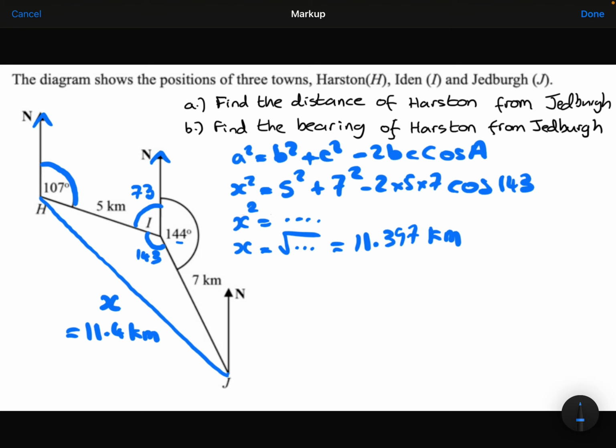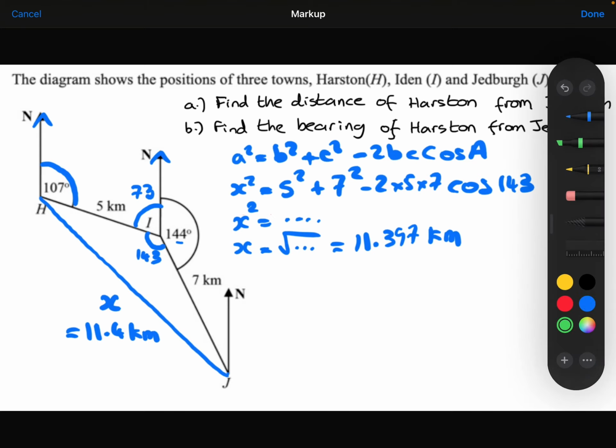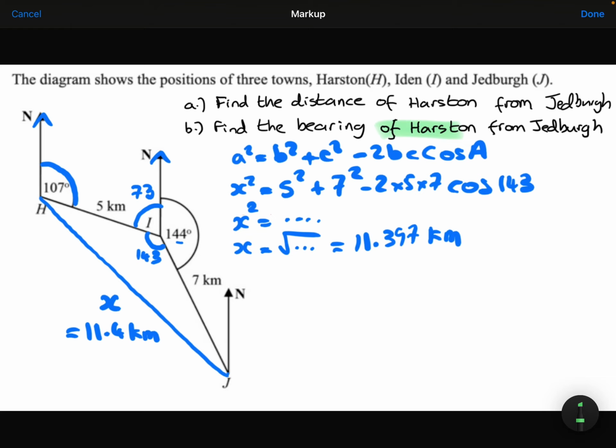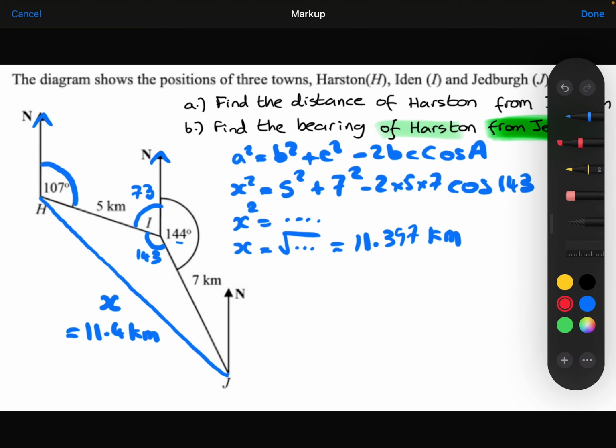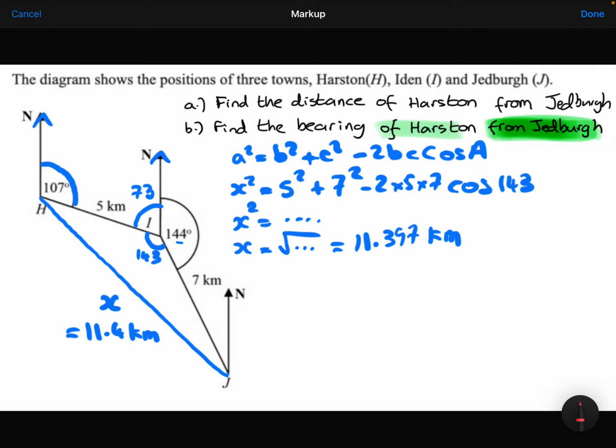Part B, find the bearing of Harston from Jedburgh. So read this question really carefully. The bearing of Harston from Jedburgh. So I'm giving a direction to somebody in Jedburgh. So I'm telling somebody in Jedburgh the angle that they need to travel on, clockwise from north, to get to Harston from Jedburgh. So the person I'm advising is in Jedburgh. They want to travel to Harston. So the bearing clockwise from north is this angle. That's what I'm trying to find out.